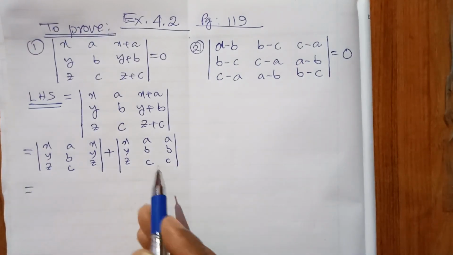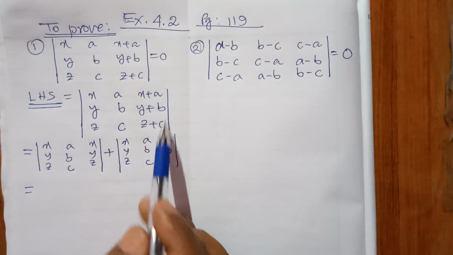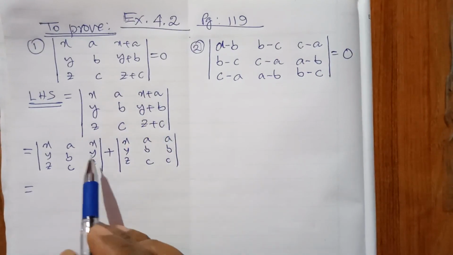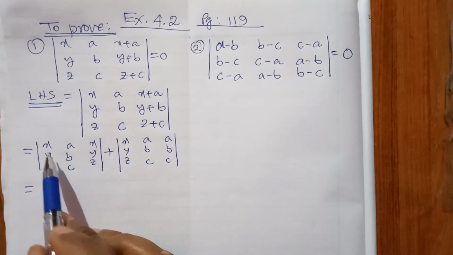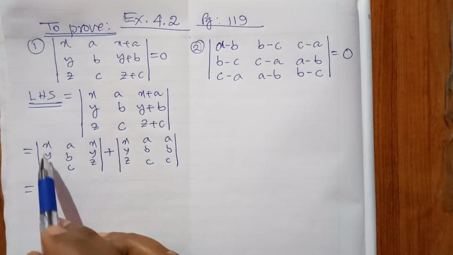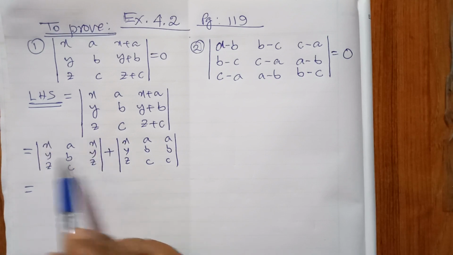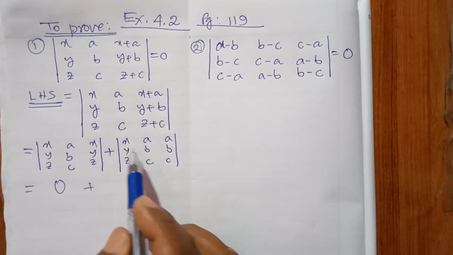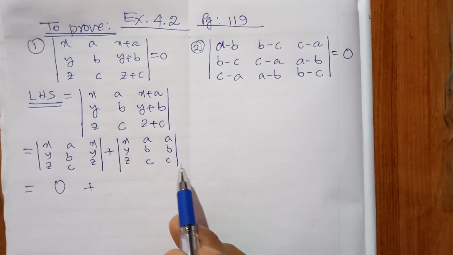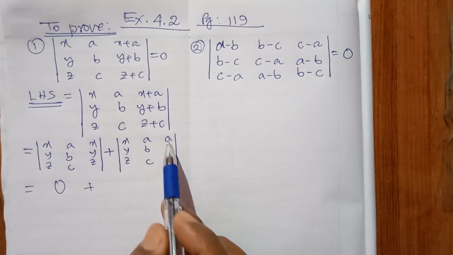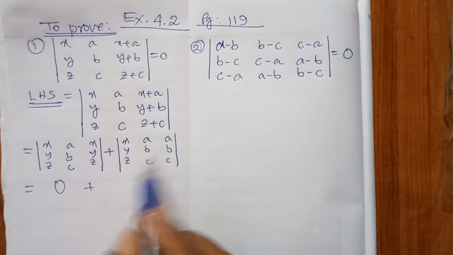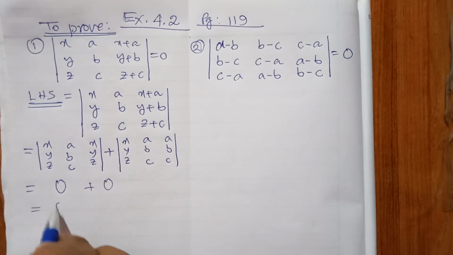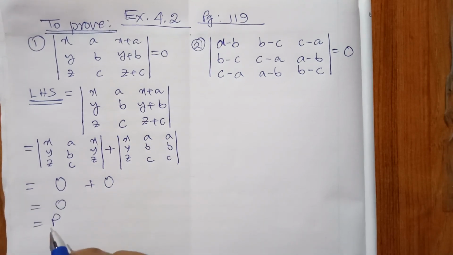So after breaking the determinant based on the elements of column number 3, you see in the first part the first column and third column are identical, so the value will be 0 as per the property. And in the second determinant, the second column and third column are identical, so here also the value is 0. This is equal to 0, that is equal to the right hand side.